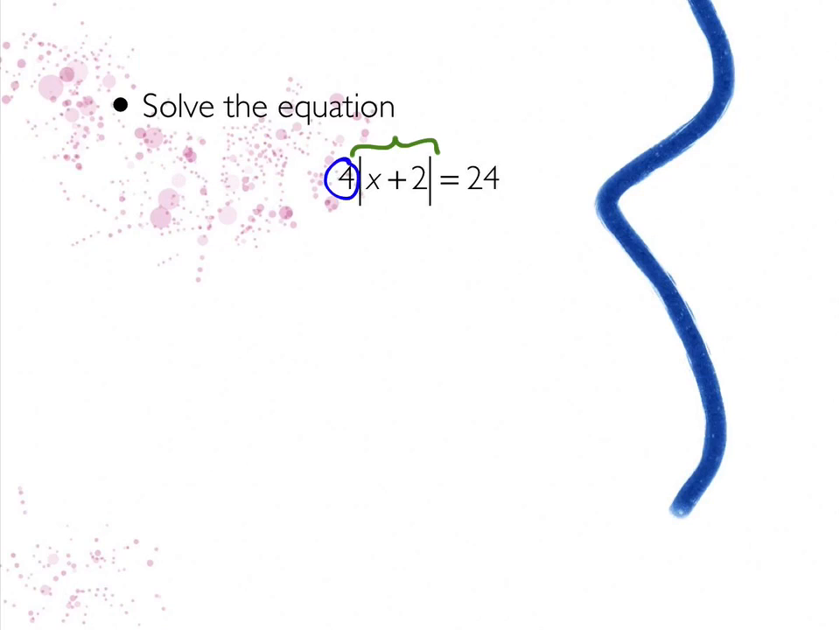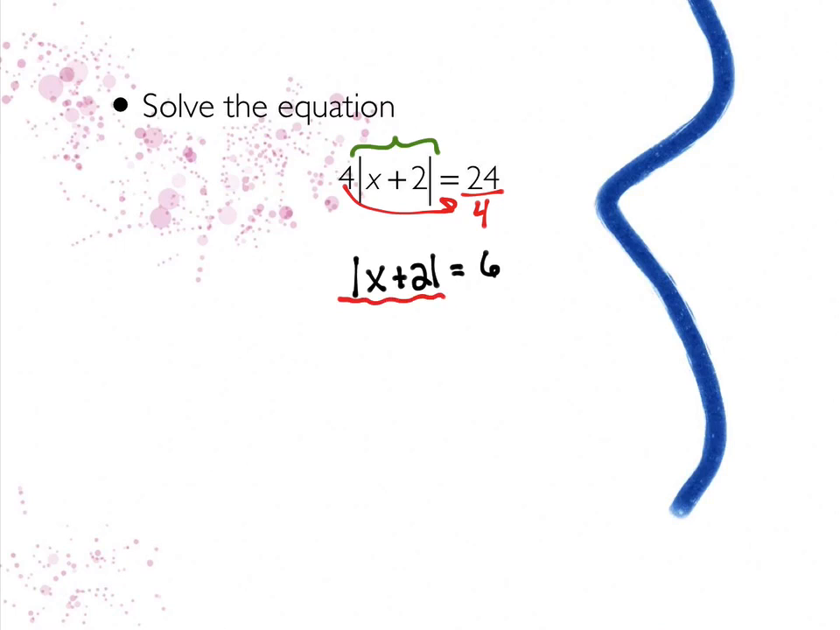So the first thing I have to do is get rid of this 4 on the outside. Even though these aren't technically parentheses, this is still a multiply. So to get rid of a multiply, we have to do the opposite. We have to divide. So I'm just going to do a simple division like this. Or if you feel the need, you can bring this over and make this a divide by 4. Whatever way you like, traditional, non-traditional method. So when I'm done with that, I'm going to have absolute value of x plus 2 equals, now 24 divided by 4 is 6.